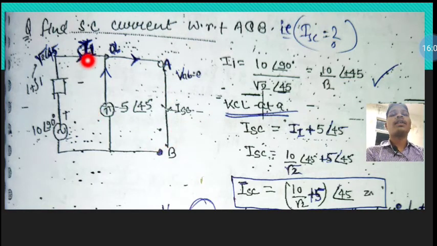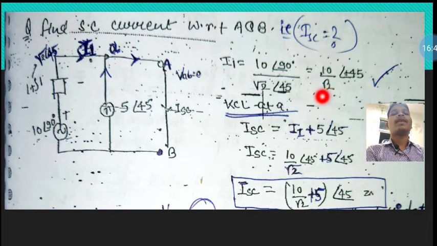First see current I1. For current I1, we already know by applying Ohm's law, V is equal to IR, so I is equal to V divided by R. V is 10 angle 90, and R is 1 plus j1. We need to convert this rectangular form to polar form. After converting, that is root 2 angle 45 degrees, and after cancelling, we get 90 minus 45 is 45, and 10 divided by root 2.